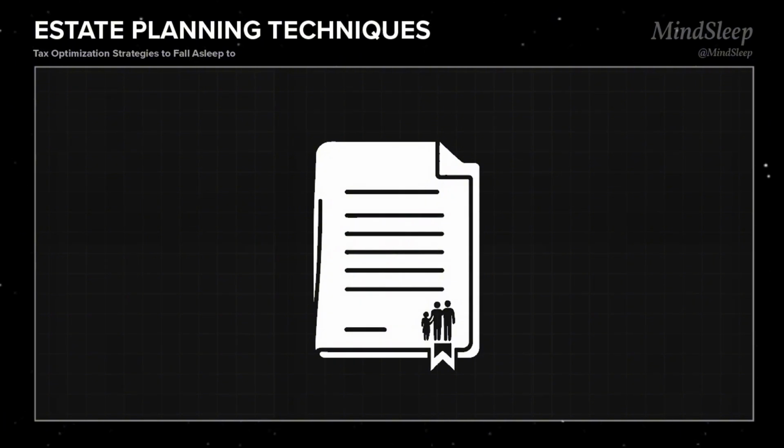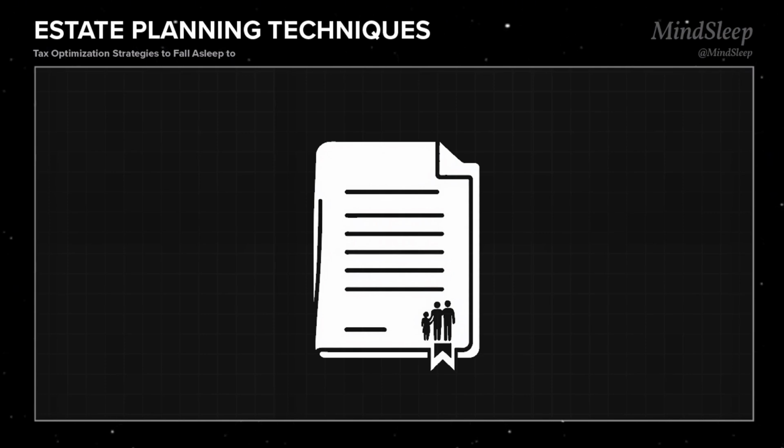As we venture deeper into estate planning techniques, we encounter more sophisticated strategies. One such approach is the use of family limited partnerships, FLPs. FLPs allow families to consolidate their business or investment assets into a single entity, potentially providing both asset protection and tax benefits. The senior generation typically retains control as general partners, while transferring limited partnership interests to younger family members.